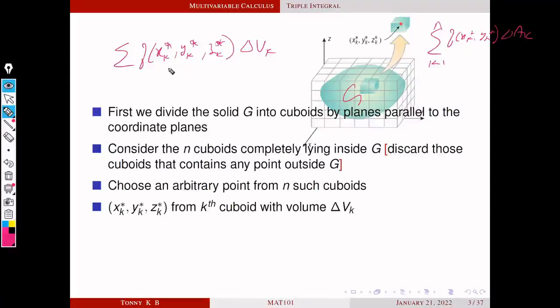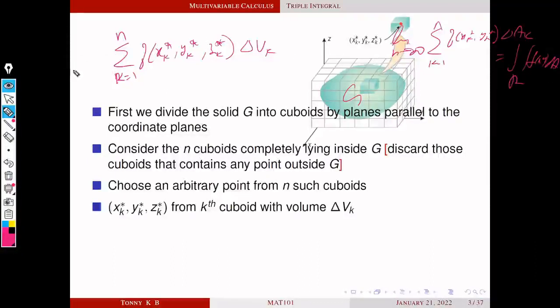This extension is similar to our two-dimensional case. In the case of two dimensions, we have a geometrical interpretation. Here we have no geometrical interpretation. We just consider everything analogous to two dimensions. So we consider the sum k equal to 1 to n of f of xk star, yk star, zk star into delta vk. And again, what is the next step? In the next step, we consider the limit n tends to infinity, and in two dimensions we denote this limit by the double integral over R f of x, y dA.